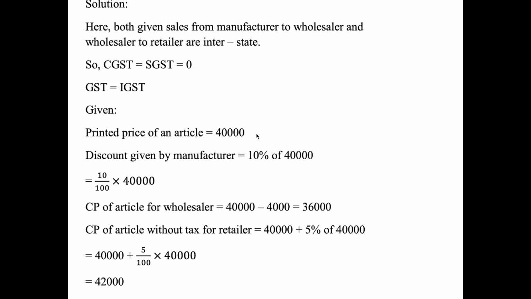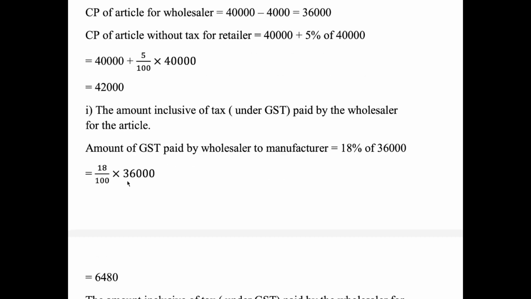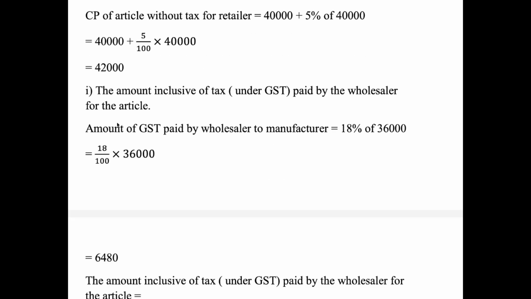Printed price of the article is 40,000 rupees. Discount given by the manufacturer is 10% of 40,000, that comes to rupees 4,000. So CP of the article is 40,000 minus 4,000, that comes to 36,000. CP of the article without tax for the retailer is 40,000 plus 5% of 40,000. So 40,000 plus 5% of 40,000, that comes to 42,000. Now come to question number 1.